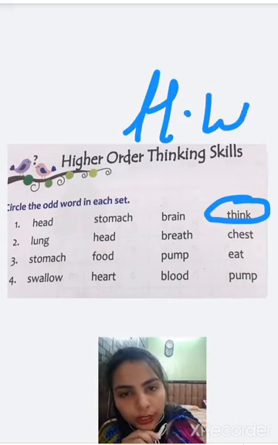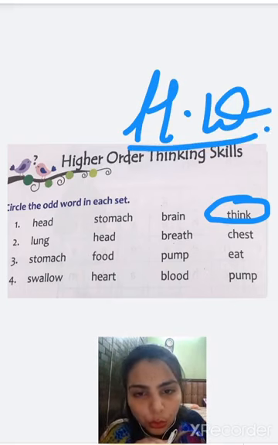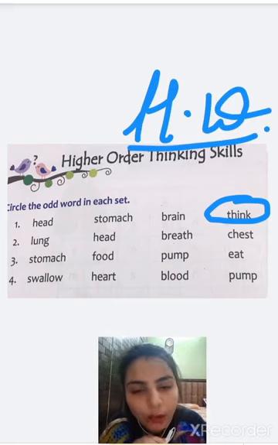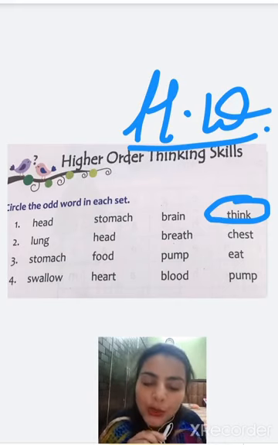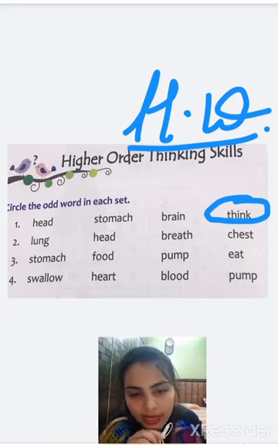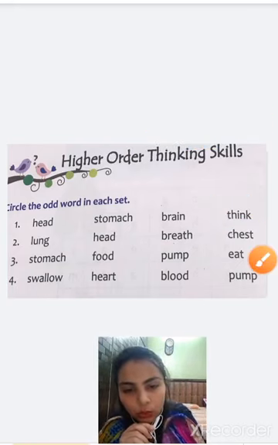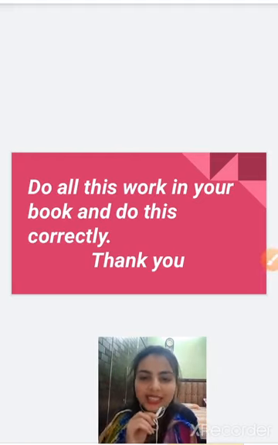Perform this homework at your home. In this way you have to circle the odd one out, which is not matching with the other three. You have to make the circle on it. Now do all this work in your book and do this correctly.